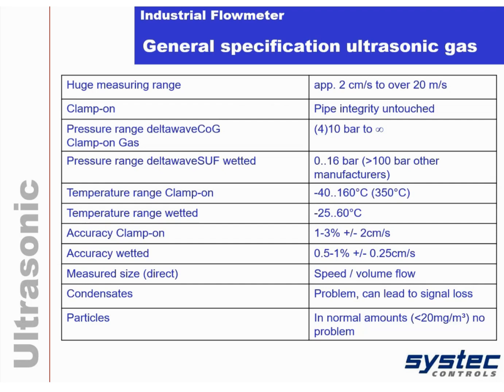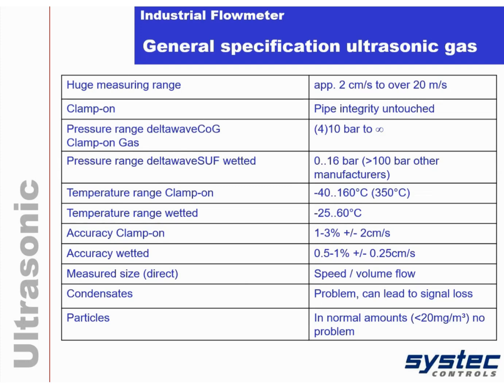So our wetted flow meter, which is the Delta Wave SUF, is designed from 0 to 16 bars. There are other manufacturers with wetted technologies where you can measure up to 100 bars, but our flow meter is designed from 0 to 16 bars. Typically for natural gas pipelines, for pressurized air, for combustion air, natural gas for combustion processes, nitrogen, whatever. So in this mid-pressure range, the wetted Delta Wave is used. The temperature range for the clamp-on meters is -40 to 160 degrees Celsius.